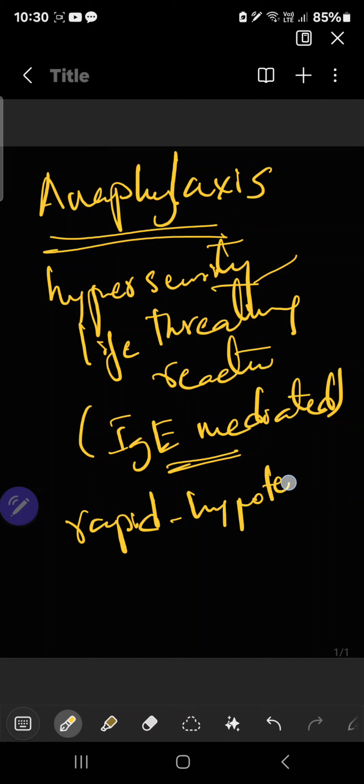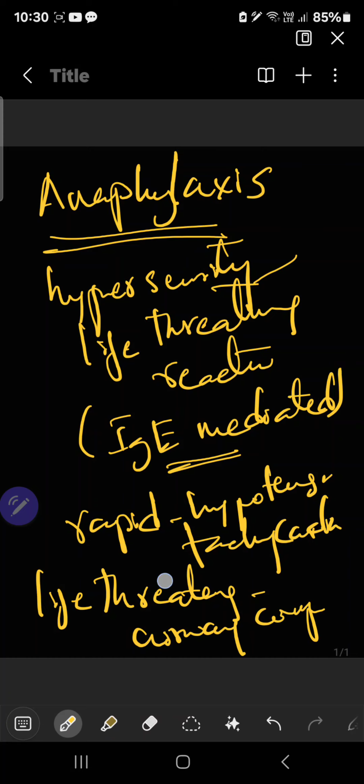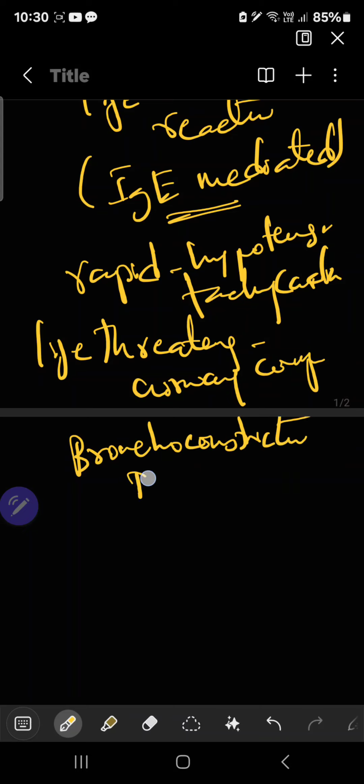hypotension, tachycardia, and there will be life-threatening airway compromise, and bronchoconstriction or bronchospasm. So it happens very suddenly.